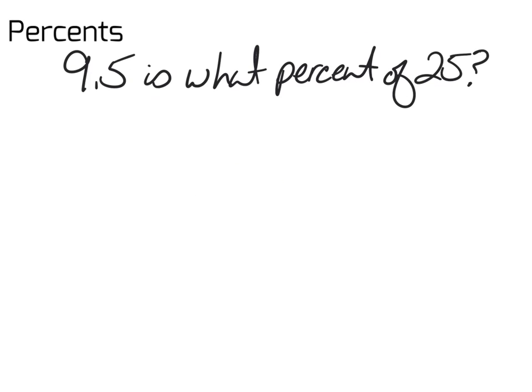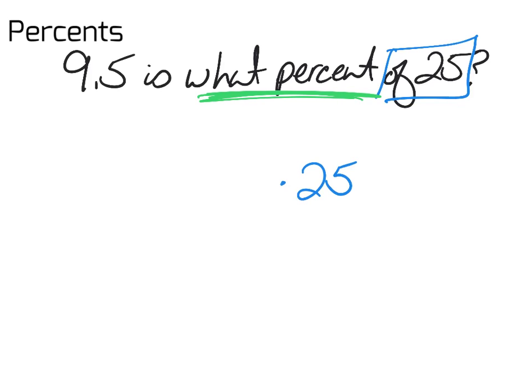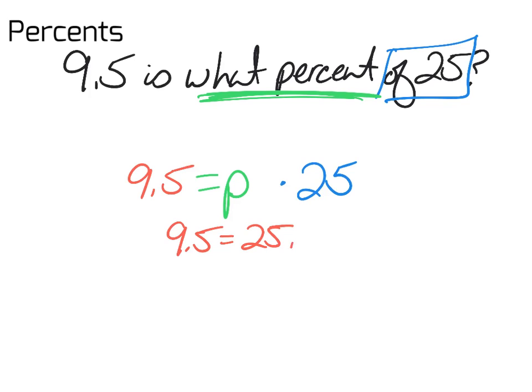Okay, the next question is 9.5 is what percent of 25? So I see this of 25, and I know that is my whole number. Okay, I see that I'm looking for the percent. What percent? So I'm going to put a P here, equals, and 9.5 is my part number. So now I have 9.5 equals P times 25. Or I could write that 9.5 equals 25P.